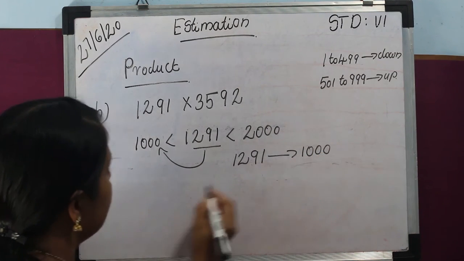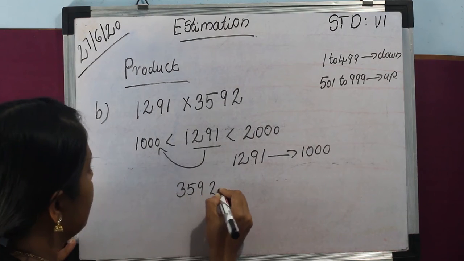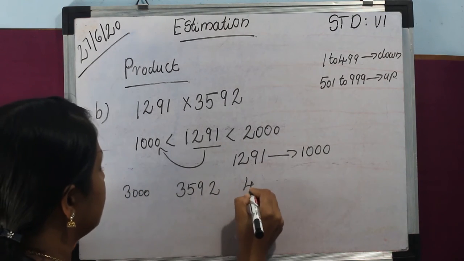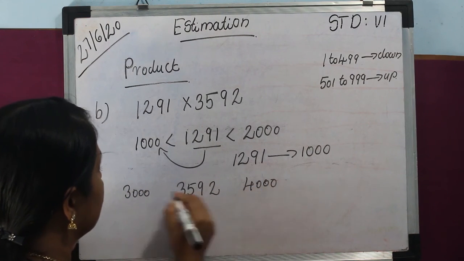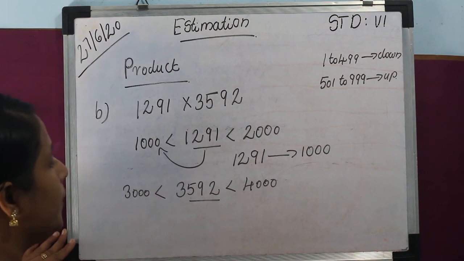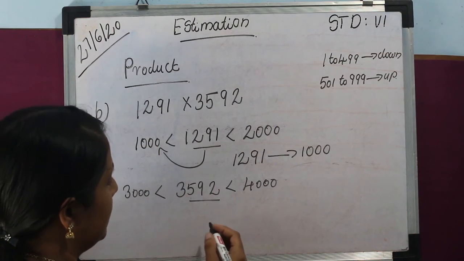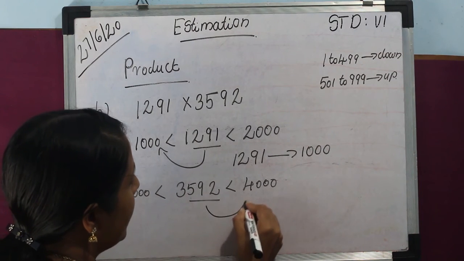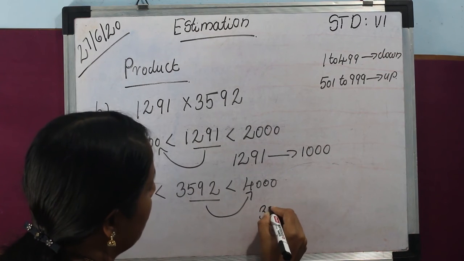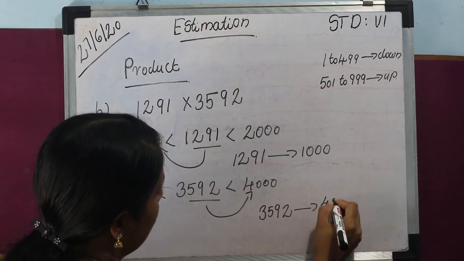Then our next number is 3592. This number lies between 3000 and 4000. Next we take the number 592. We know that 592 is rounded up to the next number. Therefore 3592 is rounded up to 4000.